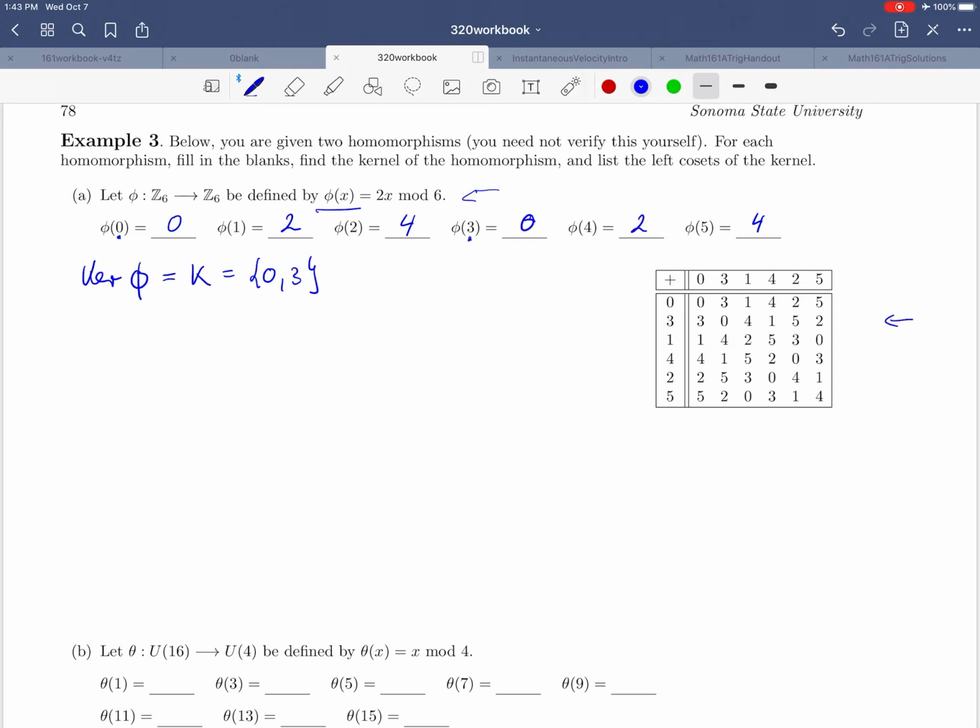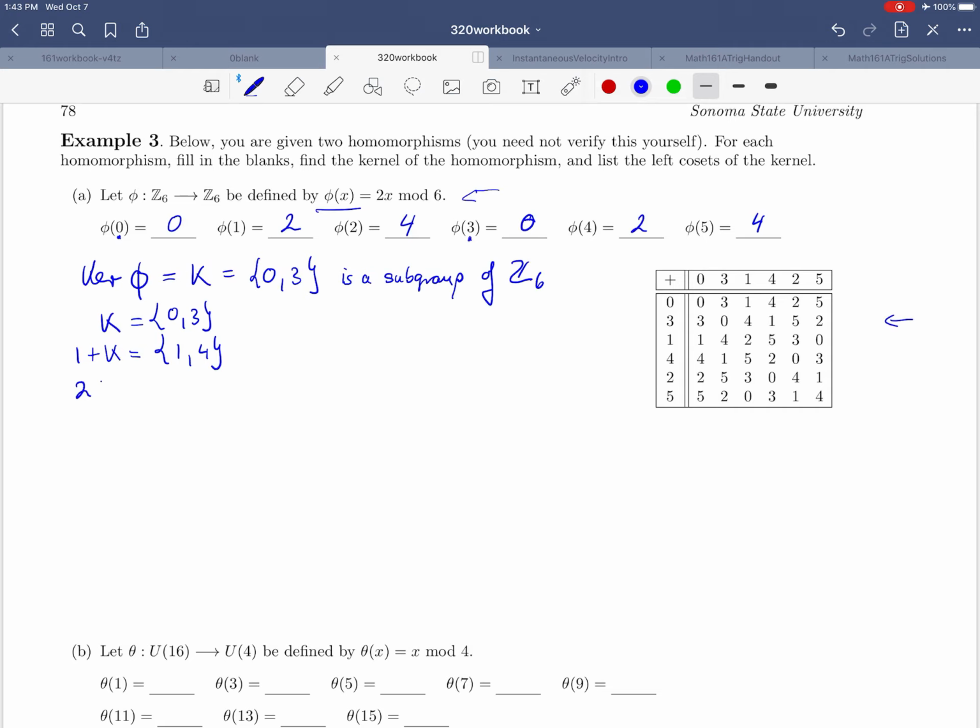And then they are also asking us to list the left cosets of the kernel. So here we are, the kernel is a subgroup of Z6. And let's look at the left cosets. Well, there's the kernel itself that we're just going to call K. And then we have 1 plus K. And that has elements 1 and 4. K itself, of course, was 0 and 3.